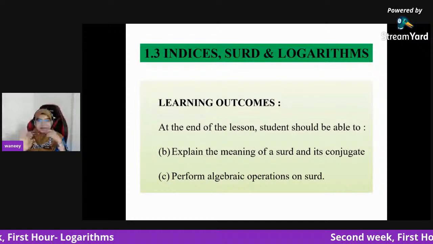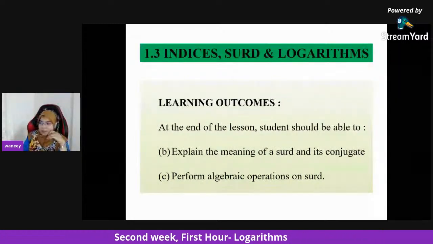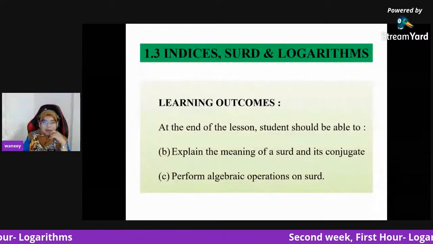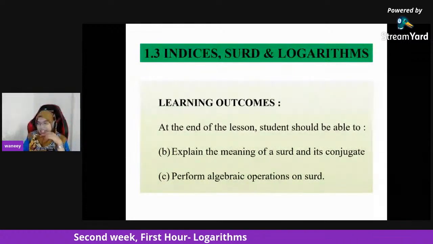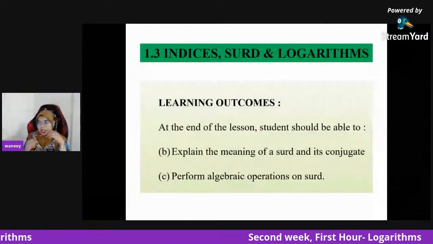Hi all. Hai semua orang. Wah, tak ramai lagi. Kita tunggu sampai 4-2 minit macam tu ataupun 4-3 minit kita start.